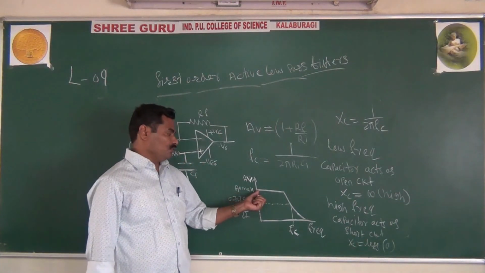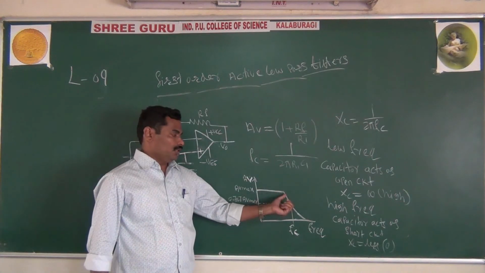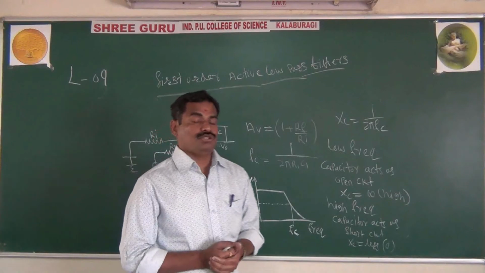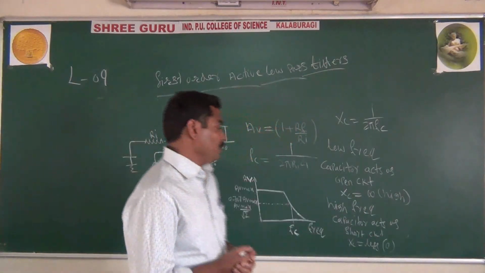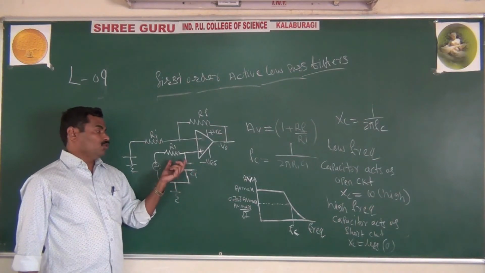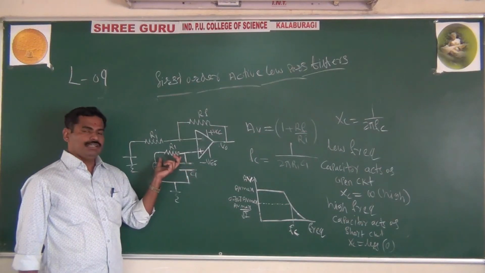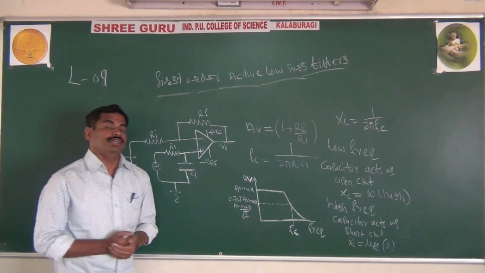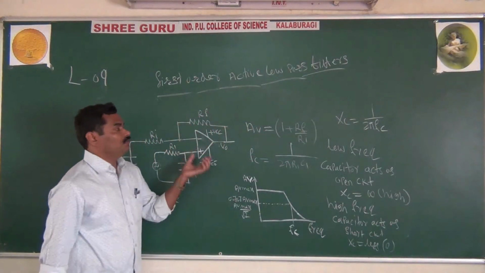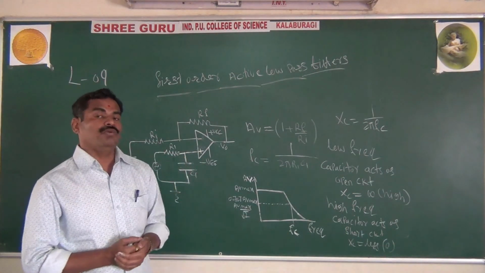Important thing, as usual, the gain will be constant for the low frequency, and the gain will be reduced for the high frequency. Why will the gain be reduced for high frequency? Because for high frequency, your capacitor acts as a short circuit, and for low frequency your capacitor acts as an open circuit. That's why your filter can allow only low frequencies, and it attenuates or stops the high frequency. This is the simple construction and working of your active low pass filter.